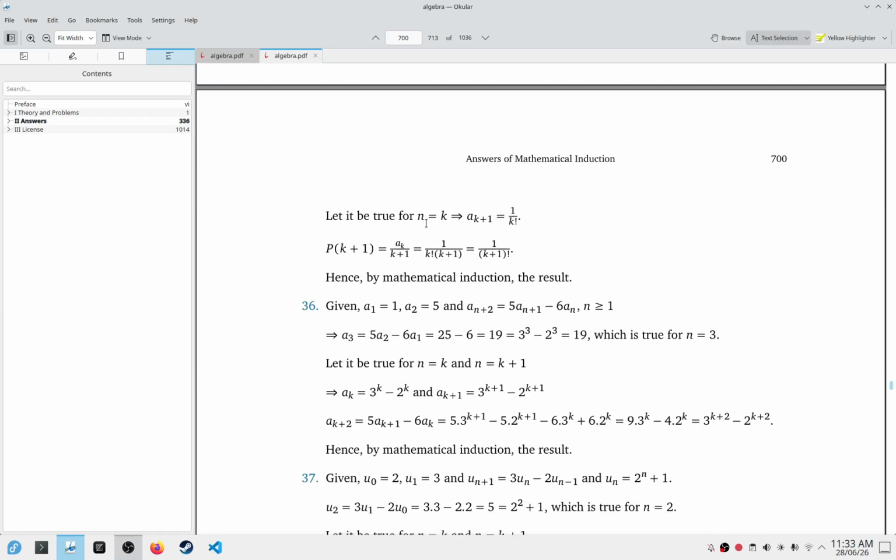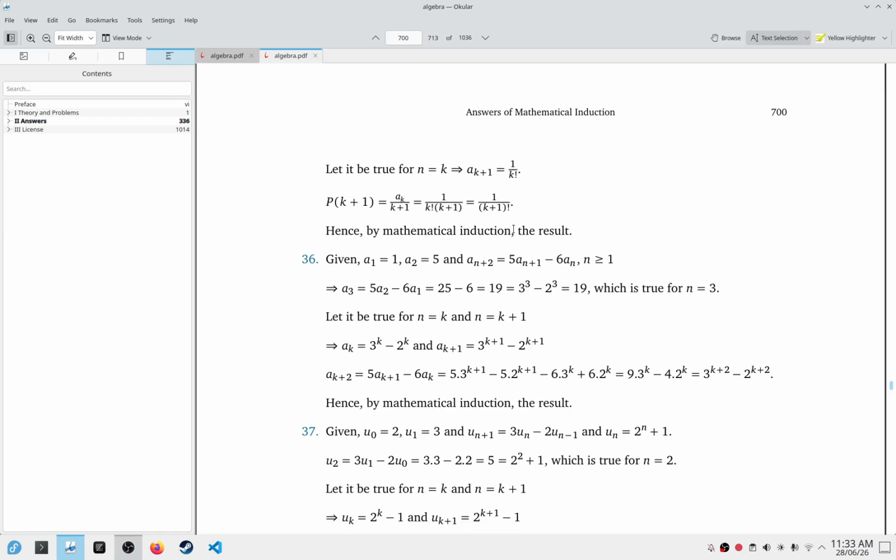Now let it be true for n is equal to k, that is a(k+1) is equal to 1 over k factorial. Then a(k+1) is equal to a(k) by (k+1), that is equal to 1 over k factorial times (k+1), or 1 by (k+1) factorial. And hence by mathematical induction we have the result.